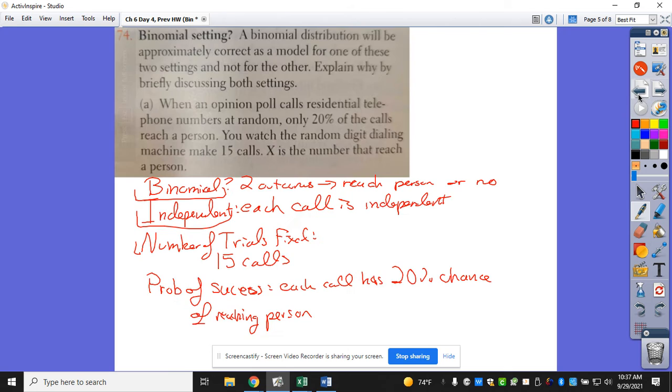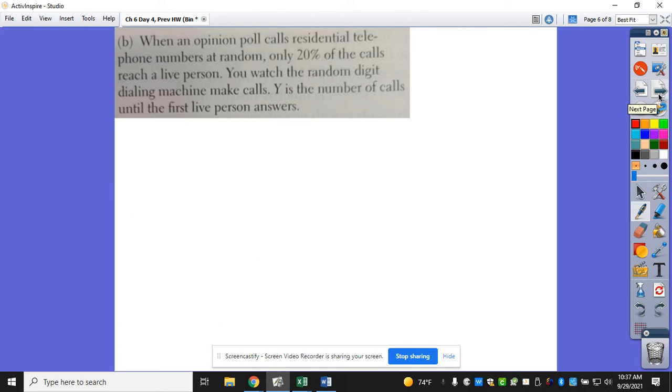So is A yes or no? Because all four of those are checked. Is B yes or no? No. If it's no, how many things do you have to check? The thing that's no. So what's no here? We don't know how many times we're going to have to call. There's not a fixed number of calls taking place, so it is not binomial.